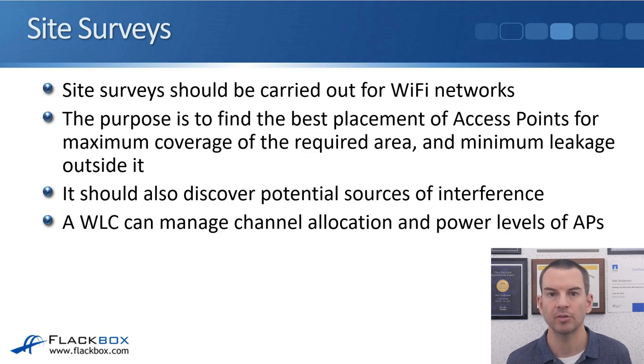So the way that you do this is you use some software on your laptop. You can walk around the building, and this software is going to detect any potential sources of interference. It can also help you with the AP placement as well. And a wireless LAN controller can manage the channel allocation and the power level of the APs to get the best wireless quality. And let's have a look at an example of using some software on my laptop, which can give me information about the different wireless frequencies in my area here around about my house.